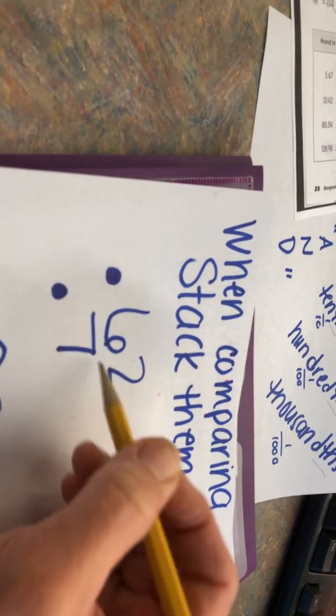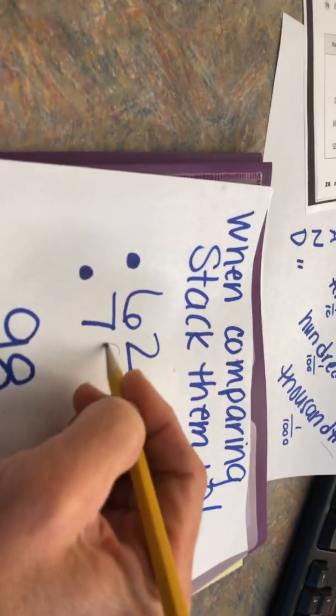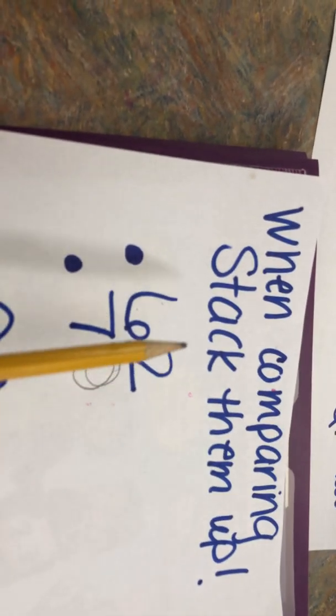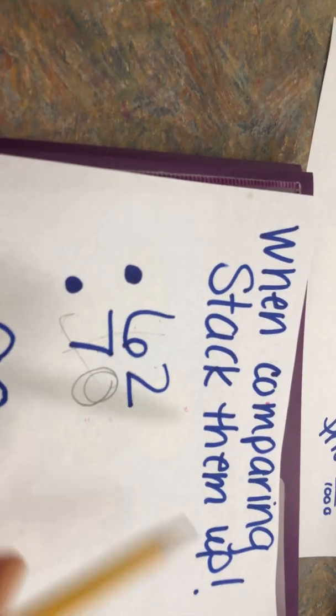I need to make them the same. So what should I do? 7/10 is 7 longs, which is the same as 70 baby cubes. I add a 0, and then I compare. Oh, right off the bat, the 7's larger.